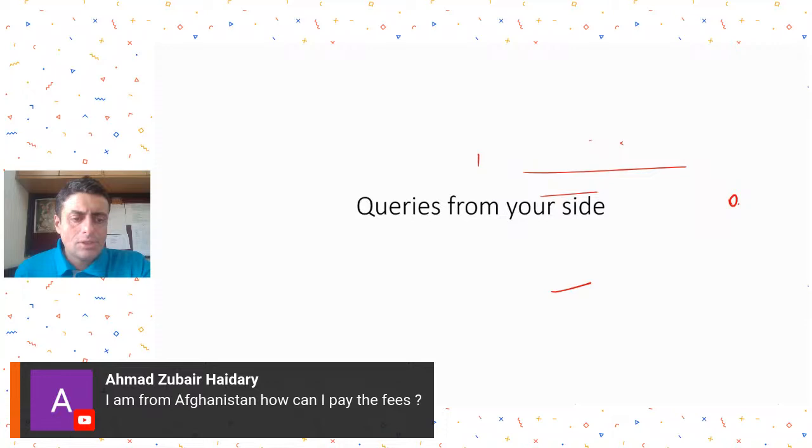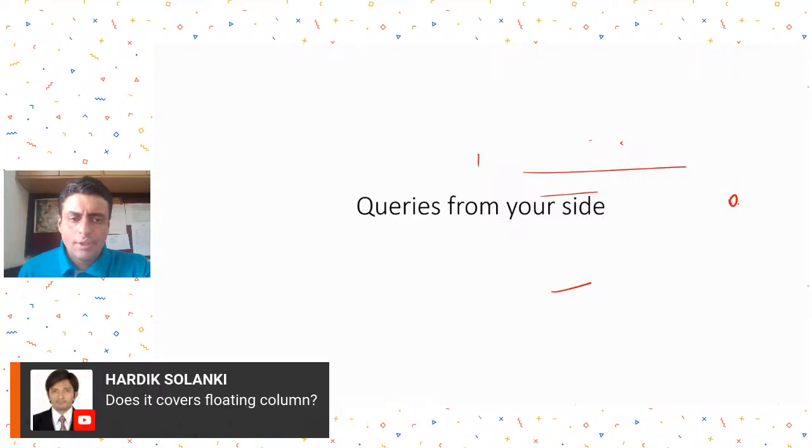Mr. Ahmed is joining from Afghanistan. He's saying, how can I pay the fee? We'll provide you the link for making international payments. So hello, and thank you for joining from Afghanistan. Mr. Hardik is saying, does it cover floating column?